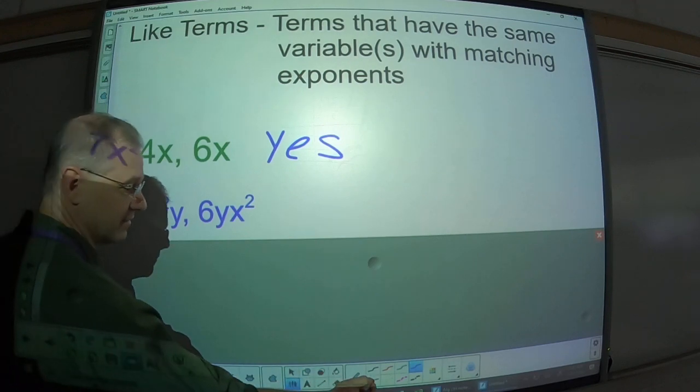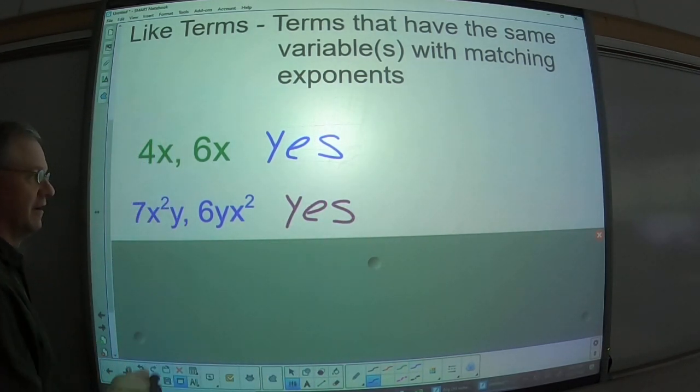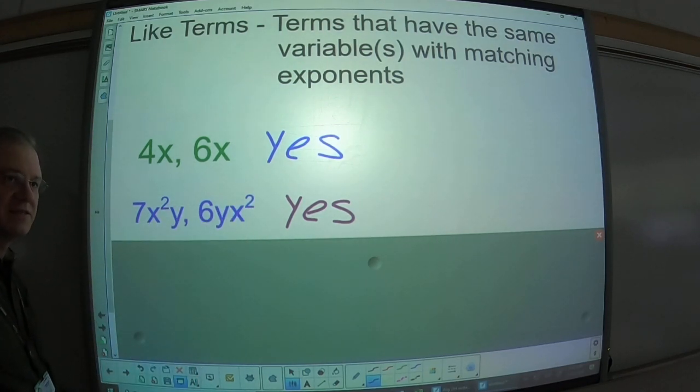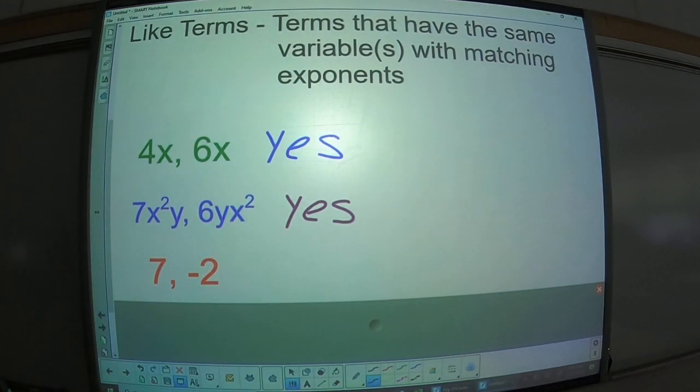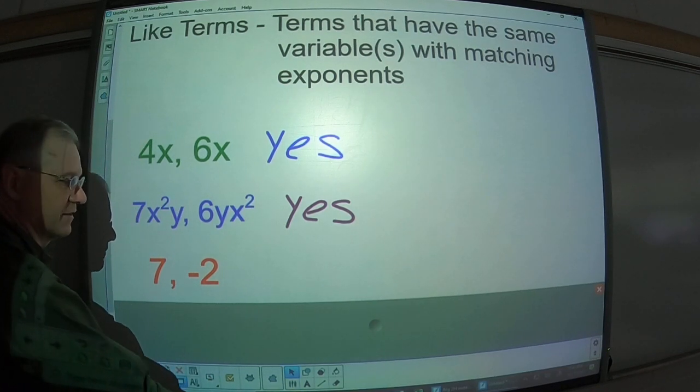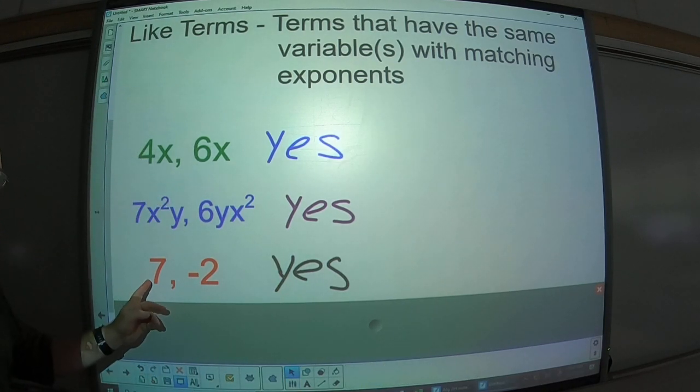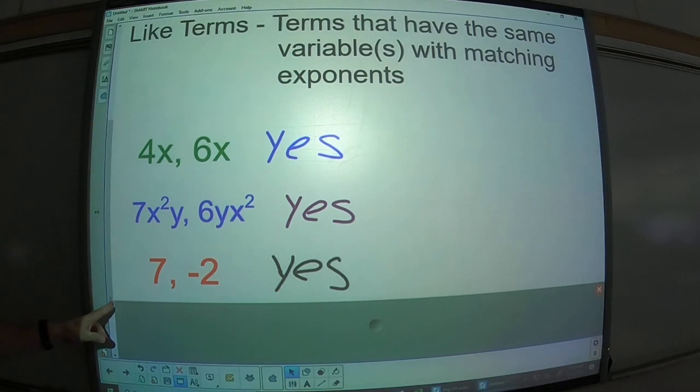These are like terms. The variable x has a 2 for an exponent, the variable y has a 1. Just because they're not in the same order makes no difference. Remember, a term with multiplication need not be in the same order. All right, let's continue. How about those two? What do you think? The answer is yes, because these are constant terms. They do not include a variable. Constant terms are like terms.